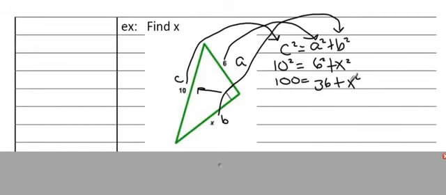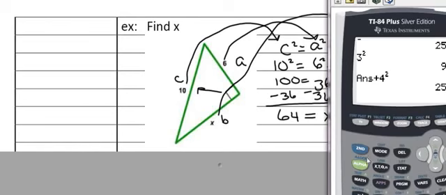This is just the same exact thing as solving for x. X squared is the same thing as solving for x. You're going to do the opposite operation to move your x's to one side and your whole numbers to the other. So first thing I'm going to have to do is subtract 36 from both sides of my equation. So I get 64 equals x squared. Again, I'm solving for x, not x squared. So I'm going to undo my x squared. So that's the square root of both sides.